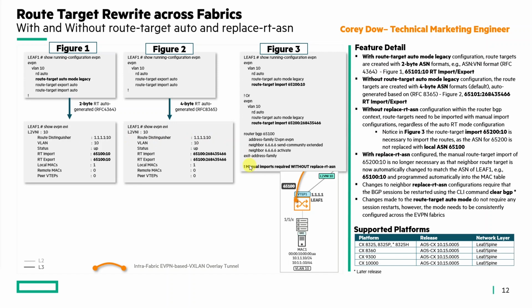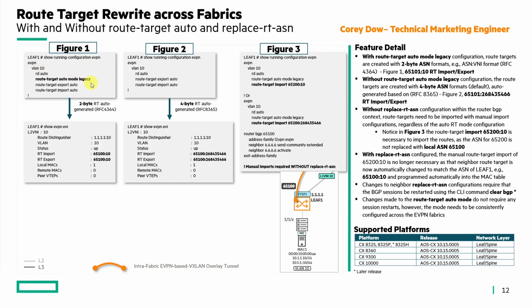Okay, so let's take a look at these two features when they're configured together or apart from each other. So in figure 1 here, we can see the configuration for leaf 1. So this is the VTEP 1 here in the earlier topology that we looked at. And so we've configured the auto mode legacy command under the EVPN context.